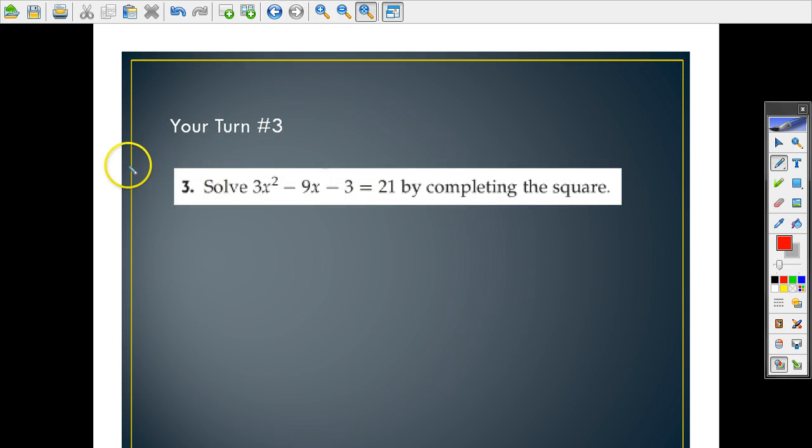Alright, this is the last slideshow, so do number 3. Solve this by completing the square. And when you're done, make sure you put that in your book bag for full credit homework. Thank you for watching.